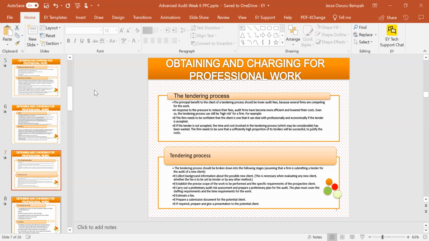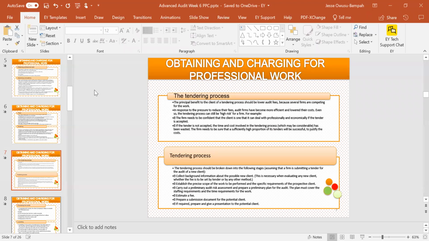Then you need to carry out a preliminary audit risk assessment and prepare a preliminary plan for the audit. When we say preliminary, it's an initial audit risk assessment to understand the likely risk factors in the audit. This is nothing deep. This is just preliminary. And this must cover the staffing requirements, how many people you need to do the audits, and the time requirements for the work. You need to have all that estimated. Then after that, you can estimate a fee.